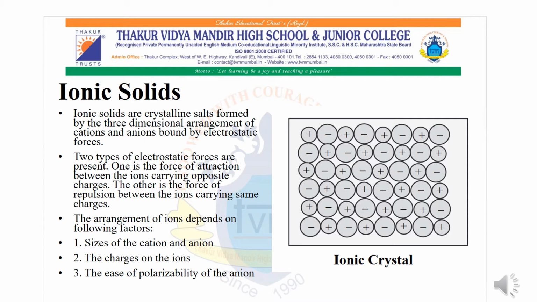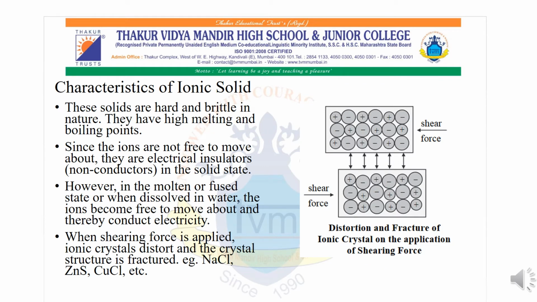The arrangement of the ions depends upon the following factors like size of the cation and anion, and the charges on the cation and anion. Next, coming to the characteristics of ionic solid. These solids are hard and brittle in nature. They have high melting and boiling points. Since the ions are not free to move about, they are electrical insulators.